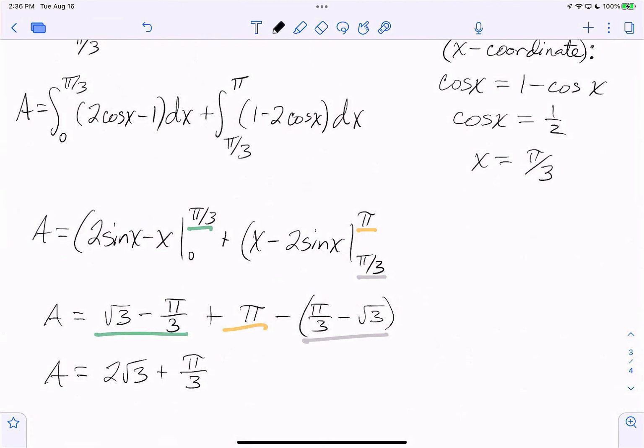Ultimately, the answer for the area is A equals 2 times the square root of 3 plus pi over 3.